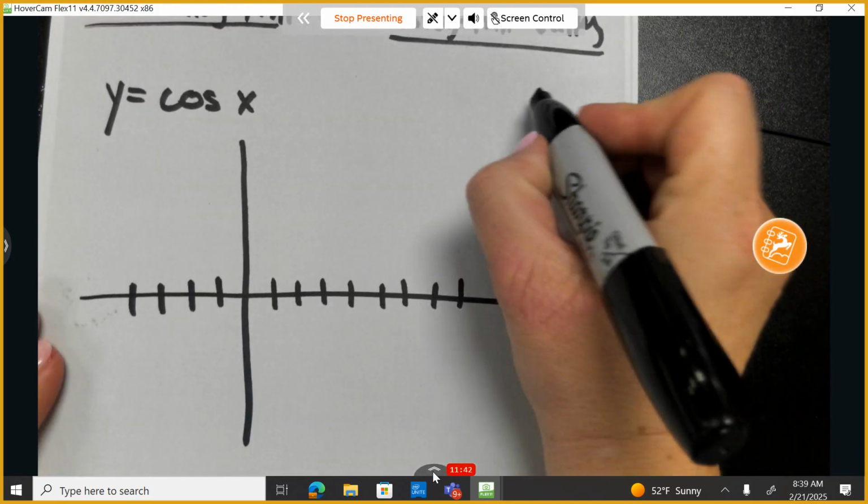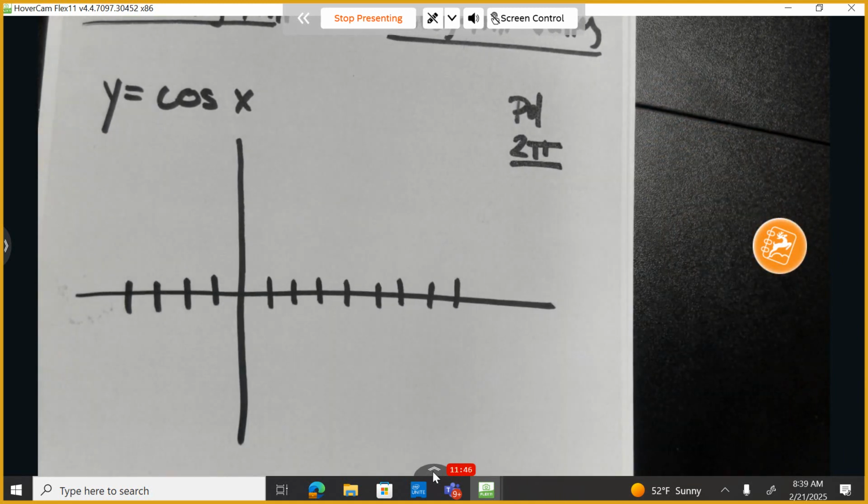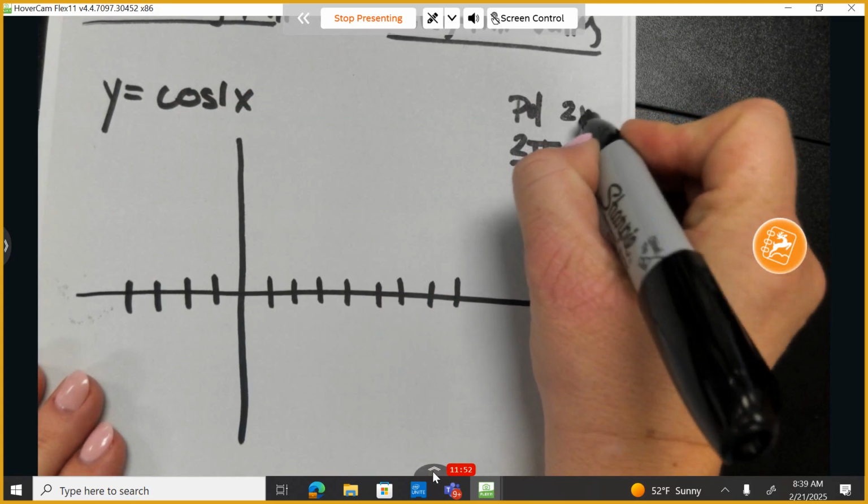So the very first thing I'm going to do is I'm going to identify the period length. I take 2 pi and I divide it by whatever is stuck in front of the x. You may be saying, but there's nothing in front of the x. It's a hidden 1. So 2 pi divided by 1 is simply 2 pi.